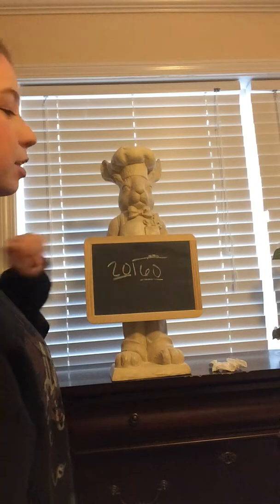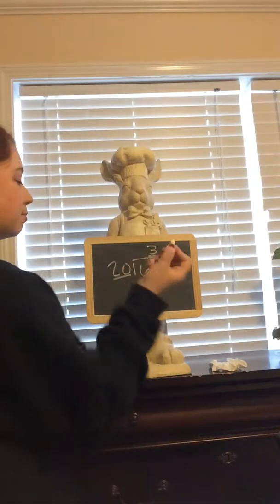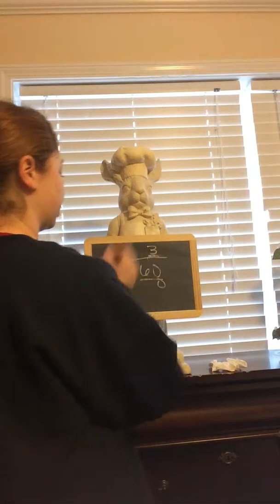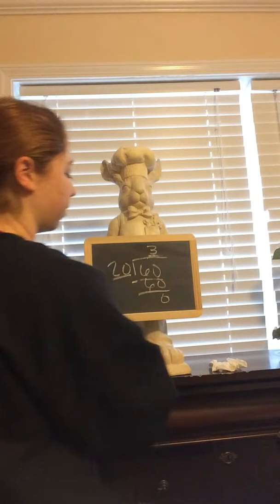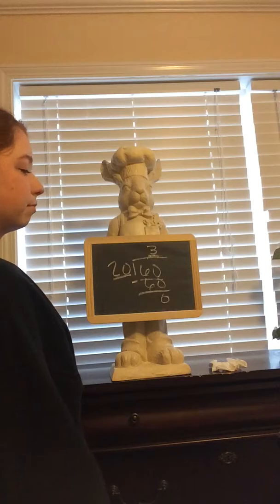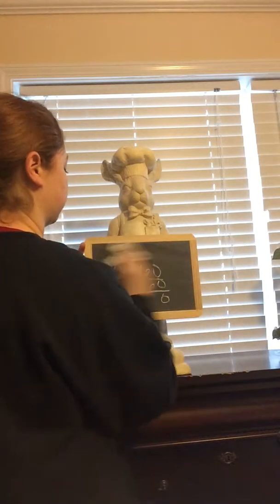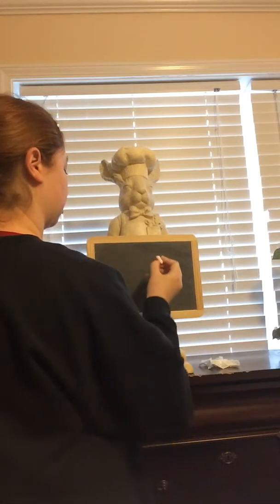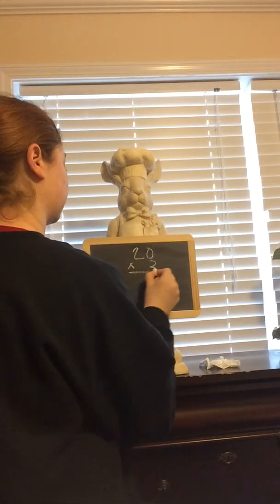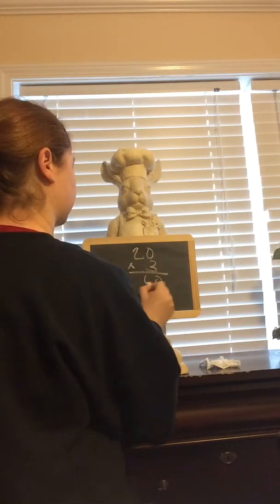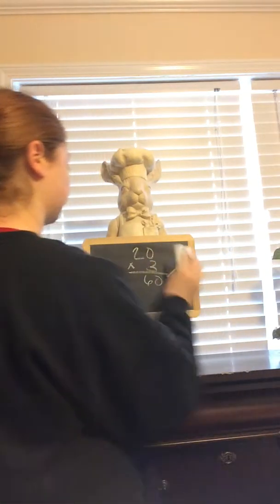How many times does 2 go into 6? Well, we already said 3. Good. 3 times 0 is 0. 3 times 2 is 6. Subtract, you good? You get 0. Is that our answer? Now let's check. We're going to multiply 20 times 3. 60. Is that what we had? Yep. So we are correct.